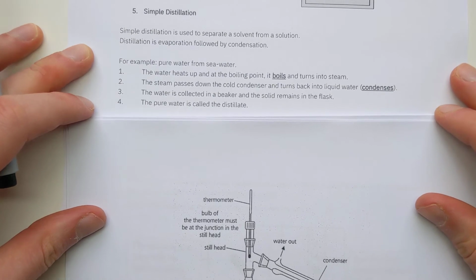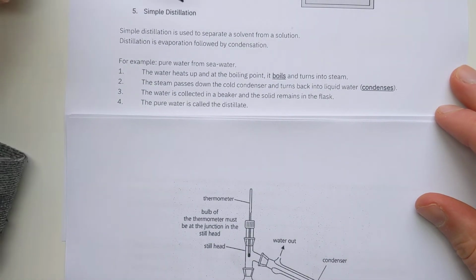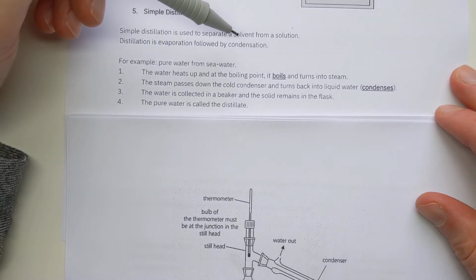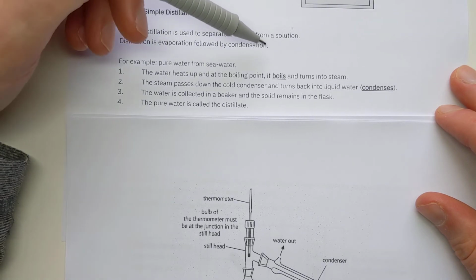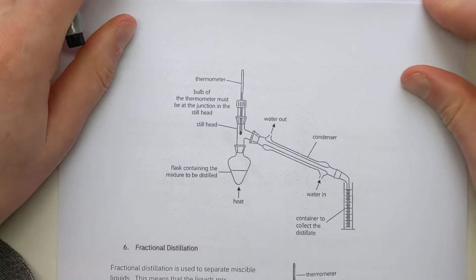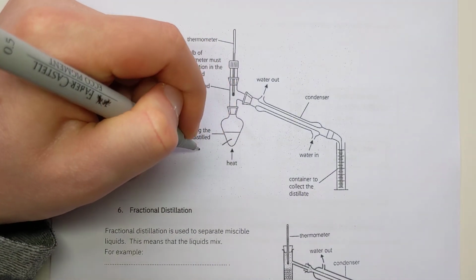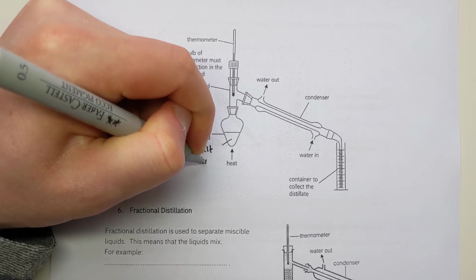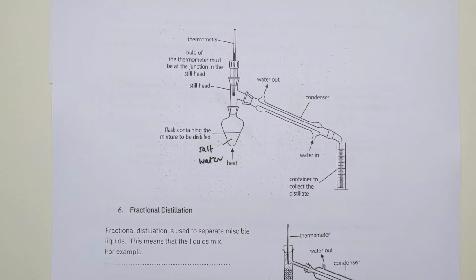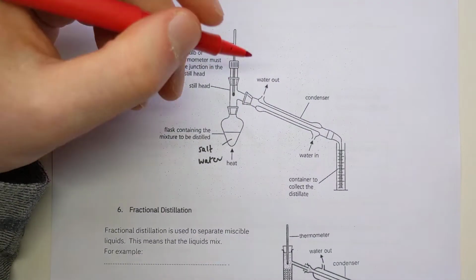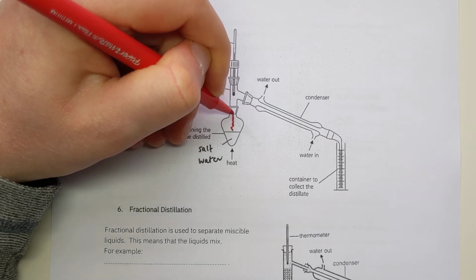So this simple distillation is essentially two processes together. It involves evaporation because I needed to get rid of the solvent, but I then condense the solvent back down to turn it back into liquid. So if I talk you through this diagram, here is my mixture, so it might just be salt dissolved in water. I then heat it. When I heat it, the salt's going to stay behind because it can't really boil that easily, but my liquid, my water here, is going to evaporate and boil away.